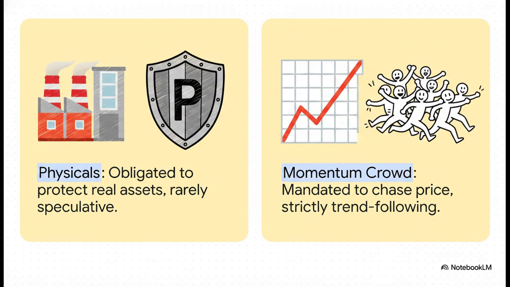Opposing them, we have the momentum crowd, or managed money. They don't have physical assets, they just have a mandate to chase price, strictly trend following. And hey, it works beautifully for them, right up until it doesn't. When their crowded trades finally unwind, it is incredibly violent. So we want to fade their conviction right at the extremes.